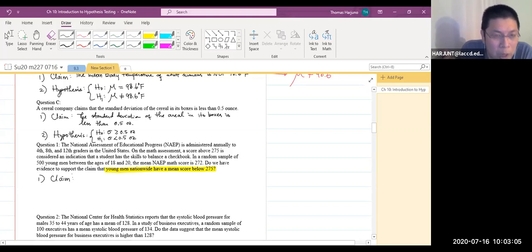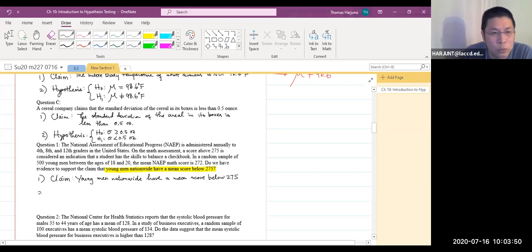you need to read the whole problem, and the whole paragraph, and the first thing you need to do is to find what is the claim to start with. Okay. Now, the claim may be buried in between. The claim in this case is young men nationwide have a mean score below 275.